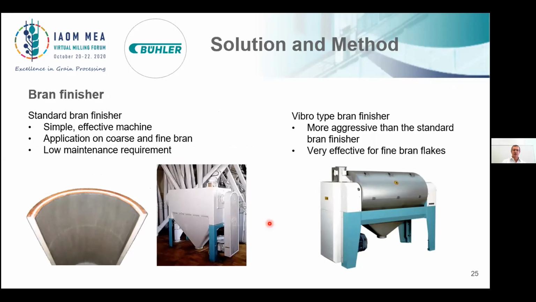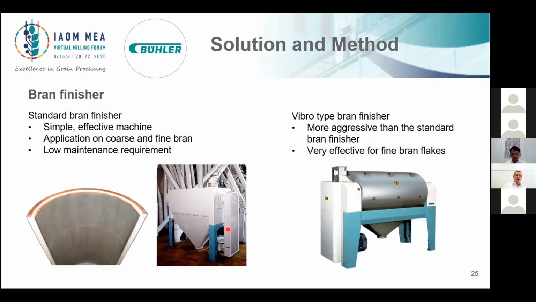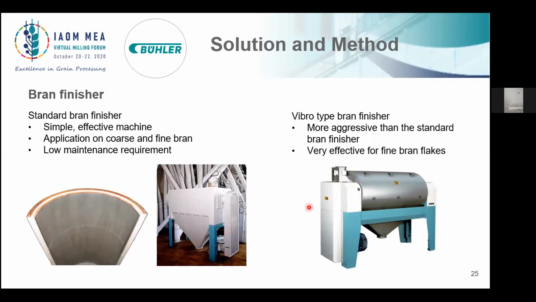Bran finishers also, to gain the last percentage of flour out of bran, it's a must. Without a bran finisher, we are losing endosperm in the bran. So we have 2 types. I'm often asked, which one is for which application? There is a standard bran finisher. It's a solid machine with a rotor and the sieve. It is low maintenance, easy to operate, and very efficient. It can be applied for coarse and fine bran. For any standard mill, it works excellent.